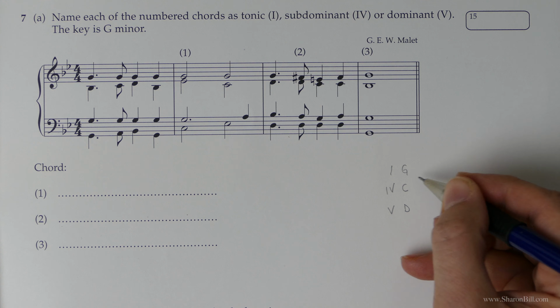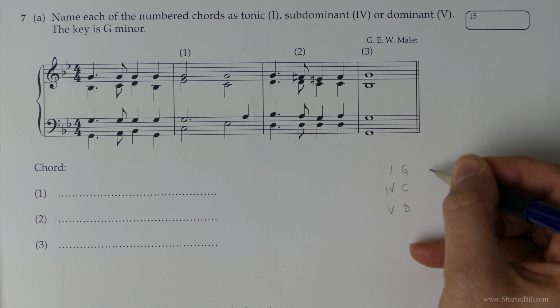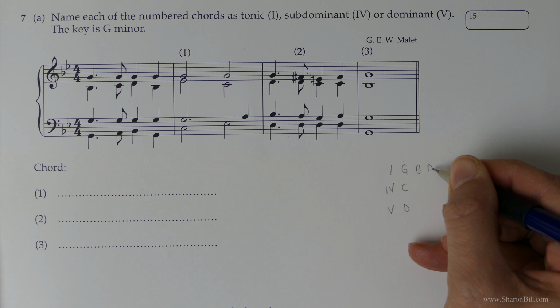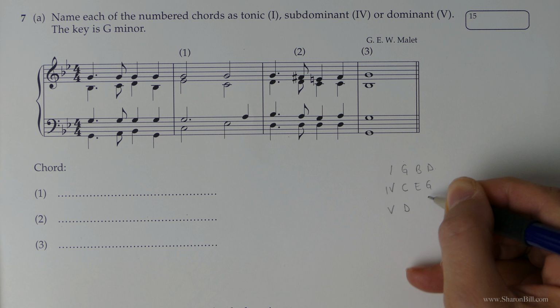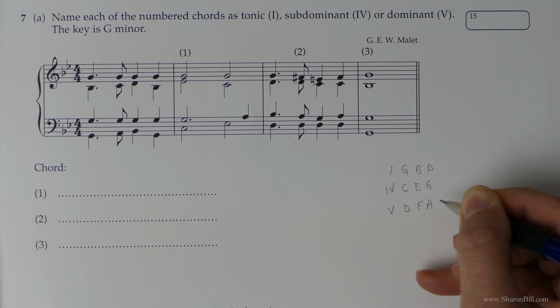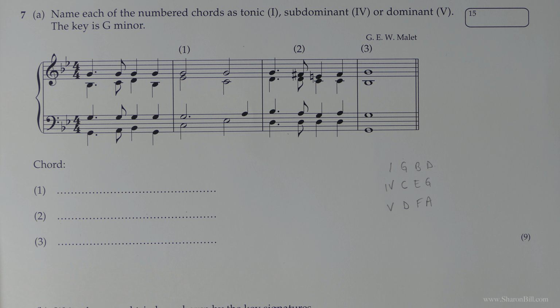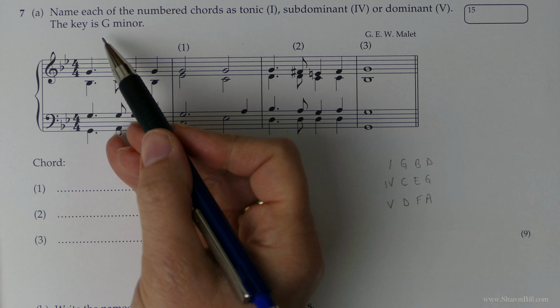So now we need to work out the triads. Remember, it's built from the first, the third and the fifth. So it's G, B, D, 1, 3, 5, C, E, G, D, F, A. Don't worry about flats and sharps and so on. Your key signature will deal with that, apart from in G minor.